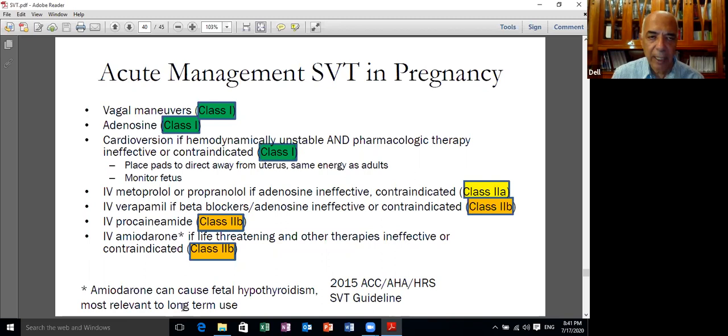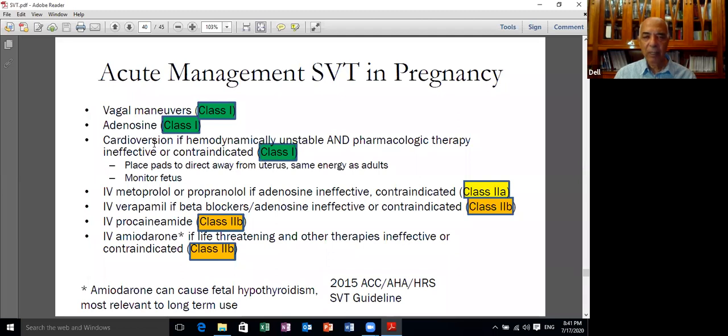Vagal maneuvers again work very well, particularly if you allow the patient to lie back or on the side to avoid inferior vena cava compression. You can use adenosine. You can cardiovert the patient. There's no contraindication. Pregnancy is not a contraindication to cardioversion, but keep the paddles away from the upper abdomen.